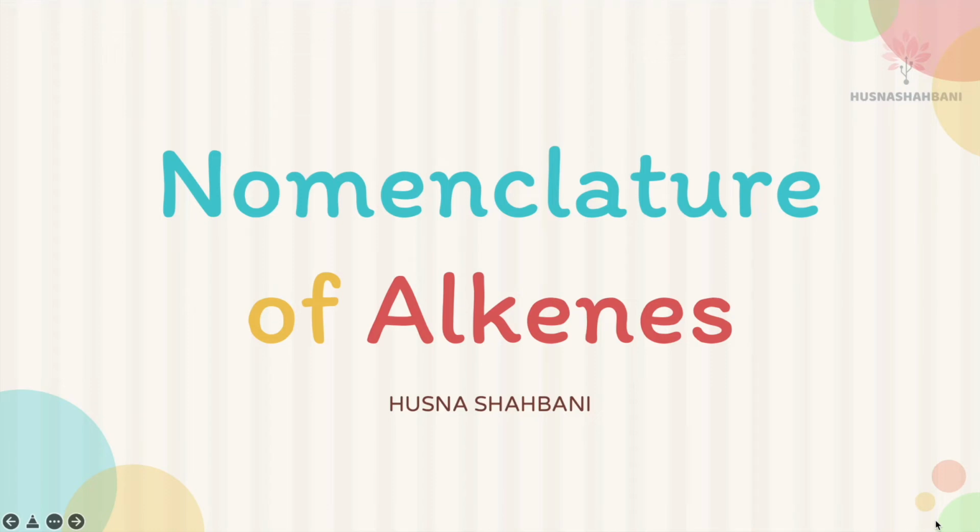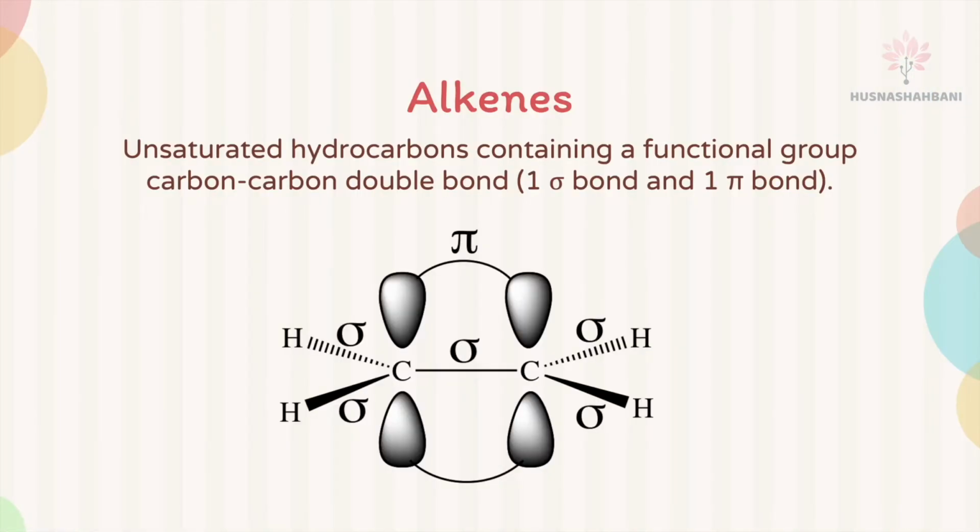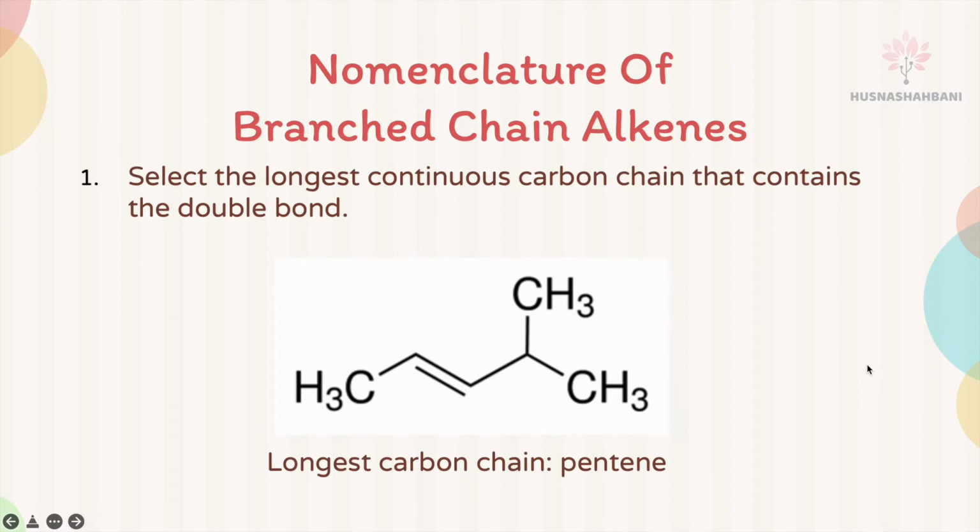Nomenclature of alkenes. Alkenes are unsaturated hydrocarbons containing a functional group, the carbon-carbon double bond: one sigma bond and one pi bond above and below.